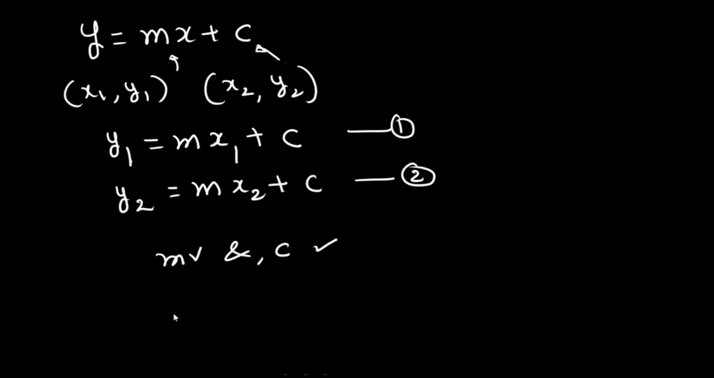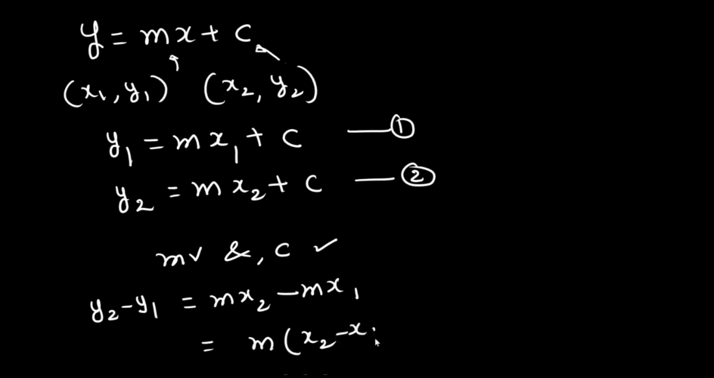Okay. Just subtract equation 2 minus 1. 1 minus 2 or 2 minus 1 does not change any difference. Let's do it that way, 2 minus 1. So y2 minus y1 on the left side is equal to the right side, mx2 minus mx1, and on the right side c minus c becomes 0, right? So if we take m common here, it becomes x2 minus x1.